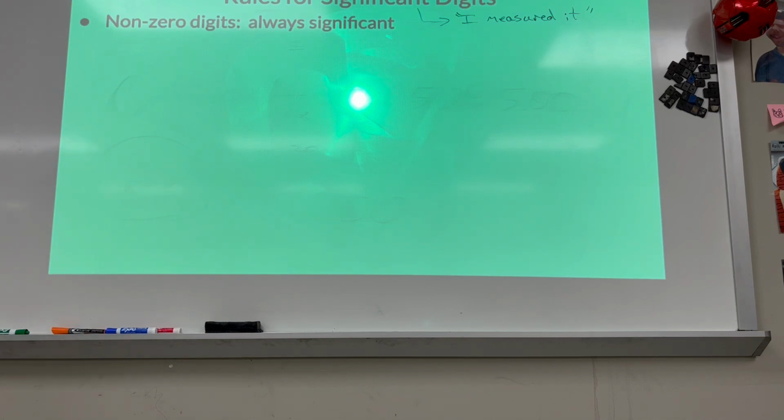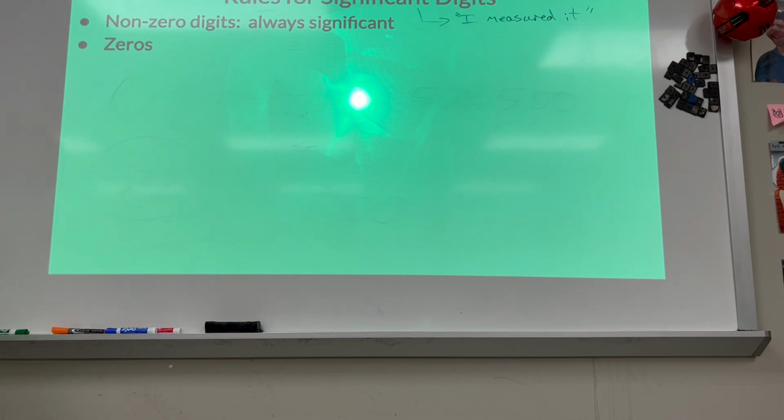Now the thing is that some digits, specifically zeros, can be not significant. If I have a 0 in my measurement, sometimes it's because I actually measured that place value and I know it's 0 right here. Sometimes a 0 is just a placeholder so the other numbers are in the right value, the tens place or the hundreds place or whatever. So non-zeros are always significant. It wouldn't be there if it wasn't part of the measurement. But zeros could go either way.